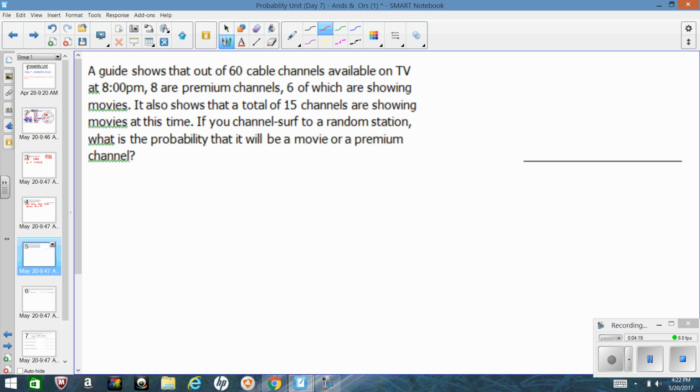A guide shows that out of 60 cable channels available on TV at 8 p.m., 8 are premium channels, 6 are showing movies. It also shows that a total of 15 channels are showing movies at this time. If you channel surf to a random station, what is the probability that it will be a movie or a premium channel?